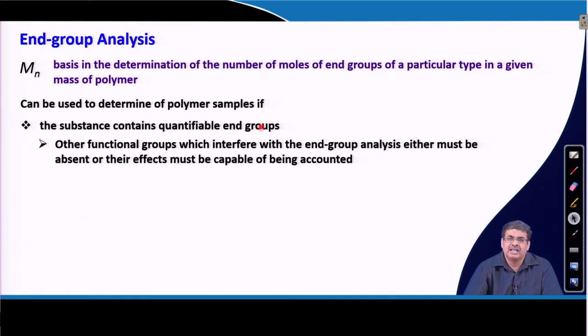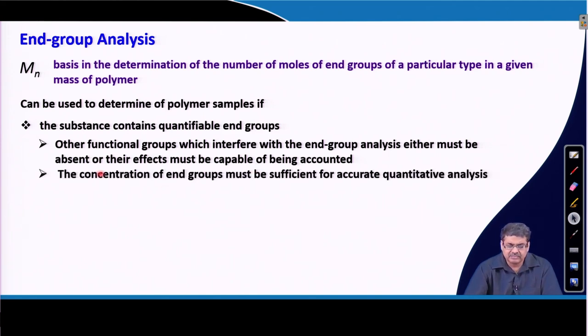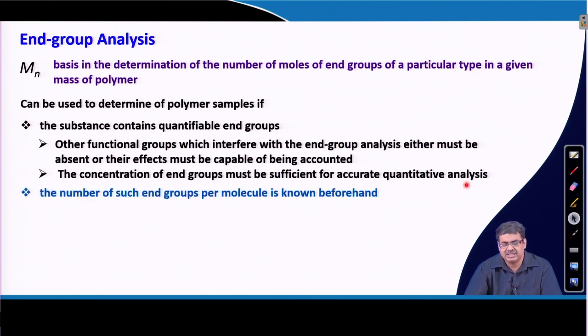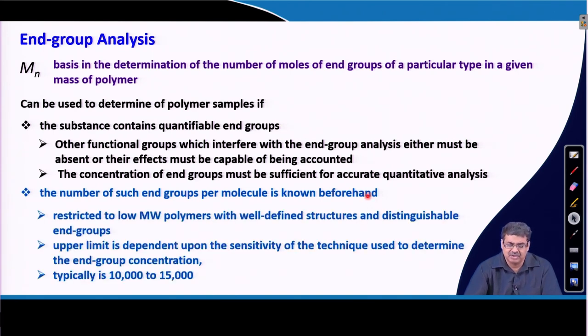So, if we have an end group and there is another group present in the middle, in the backbone, not at the end, which interferes in the end group analysis, then it is very difficult for us to determine unless we take care of that interference, which is a very difficult thing to do. And the concentration of end groups must be sufficient so that accurate quantitative measurement is possible. And the number of such end groups per polymer molecule is known beforehand. So, we should know whether it is a linear polymer having two ends or a branched polymer having more than two ends, so that we can find out the polymer molecular weight.